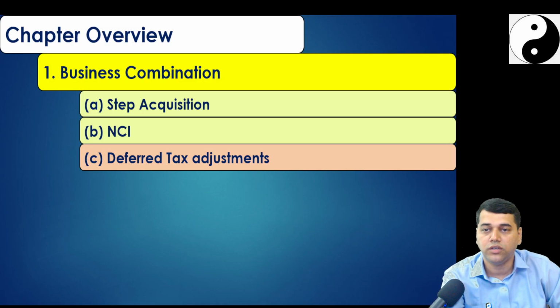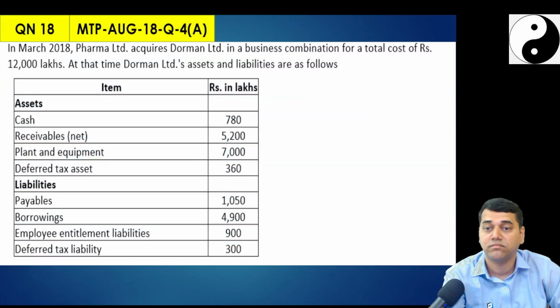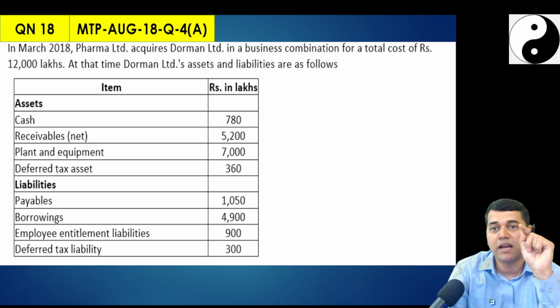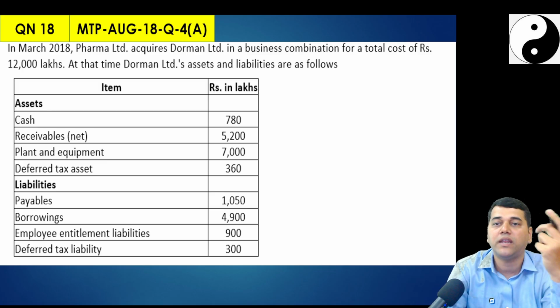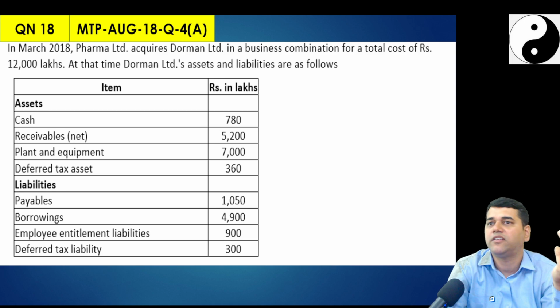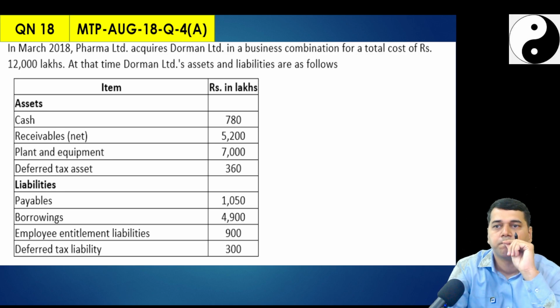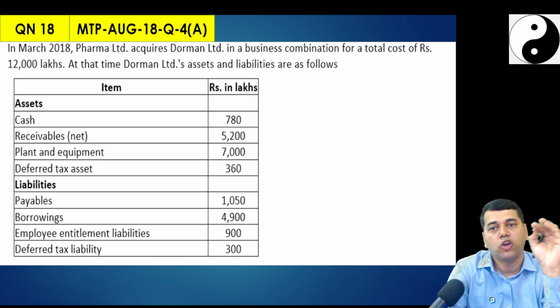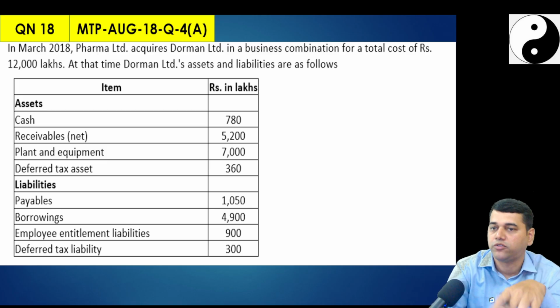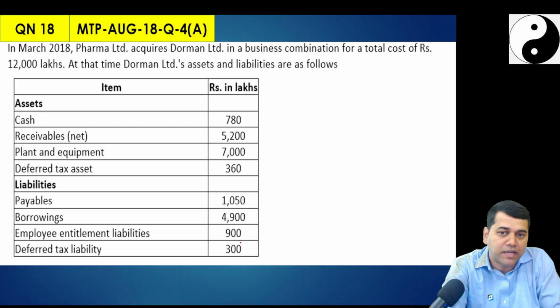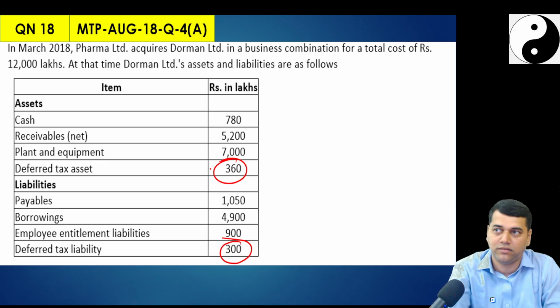Yes, take out your question number 18. This is an MTP question. In March 2018, Pharma acquires Dorman in a business combination for a cost of 12 lakhs. How much? Question is silent. I will assume 100%. At the time, Dorman Limited's assets and liabilities were as follows. So they gave you the balance sheet or list of assets. Be careful, you see one item called 300 here. Deferred tax asset 360. Generally, they will give you net.